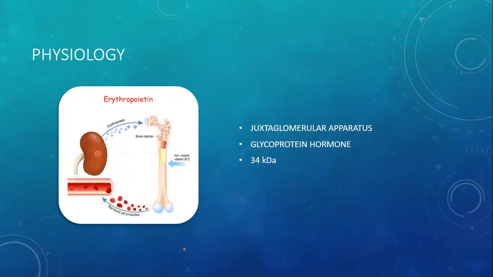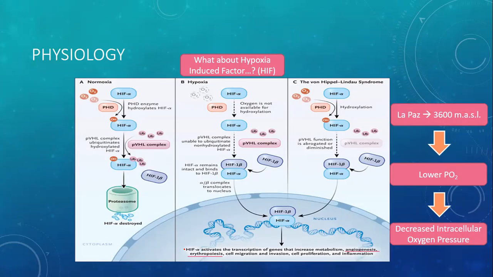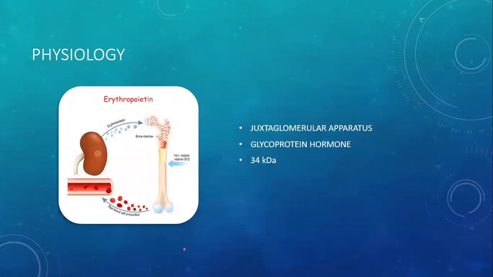So where does this happen? We're going to talk about physiology now, although this was already part of physiology. So where does this happen? It happens in some cells that we already talked about in some other class, the juxtaglomerular apparatus. Does anybody remember what cells this apparatus is formed by?